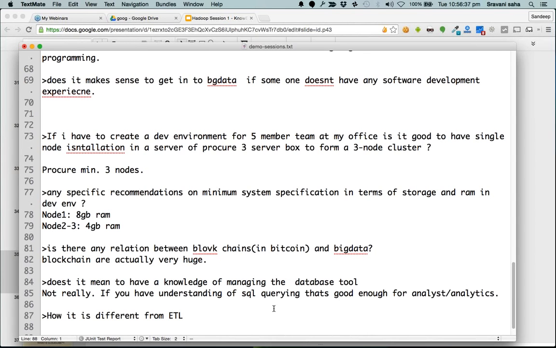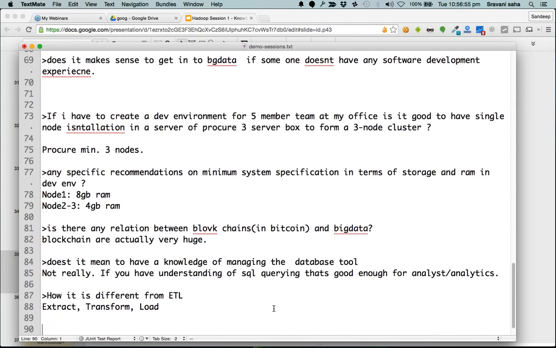How is it different from ETL? So ETL is just one part. ETL stands for extract, transform, and load. That's a question from Raj. Good question. It's a common term when you have some raw, unstructured data and you want to convert it into some meaningful data. Then you go through ETL.